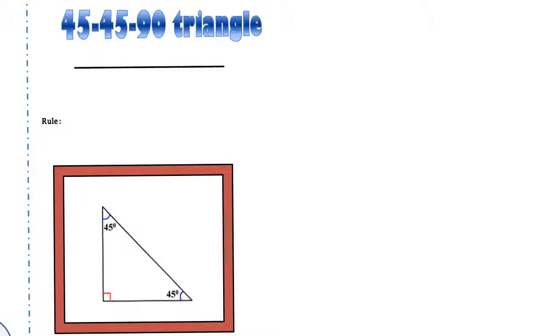Today we're going to be talking about 45, 45, 90 triangles. And if you look, two of the angles are the same. So this is an isosceles right triangle where the angles are 45s, two sides are the same, and it's a right triangle. And the cool thing about 45, 45, 90 triangles is they are all similar. So no matter what my triangle is, it's going to follow the exact same pattern.